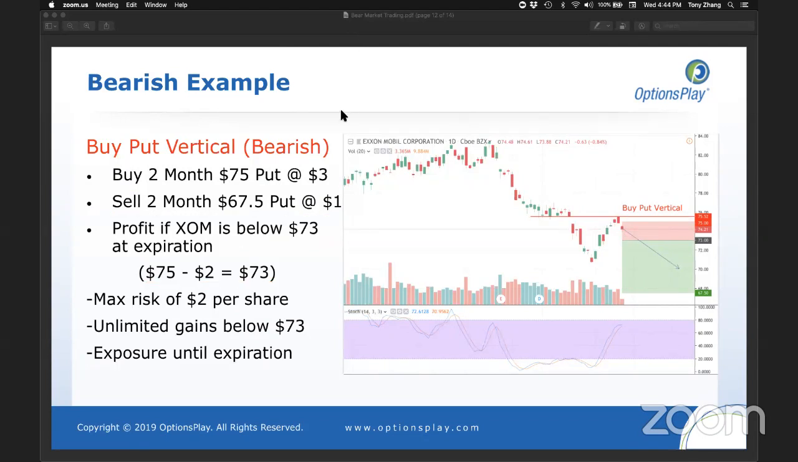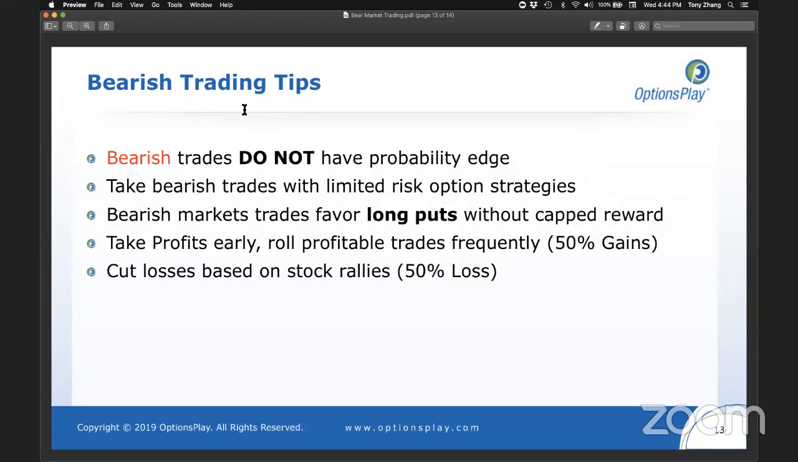So with that, what I just want to do is go through a few different trading tips about trading bearish trades based on everything we just talked about here today, and then jump over to OptionsPlay to show you some real examples.